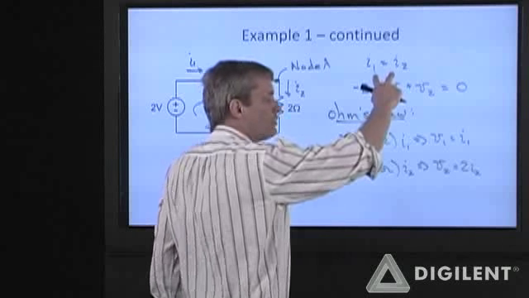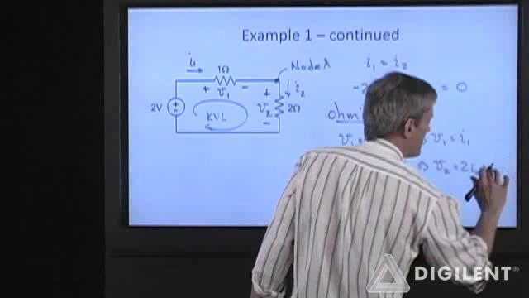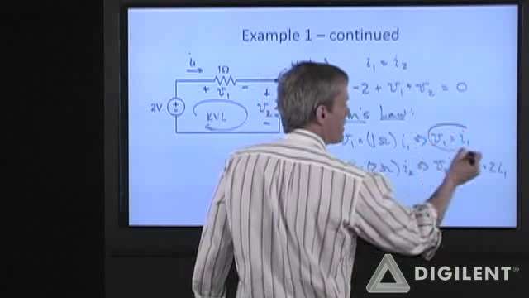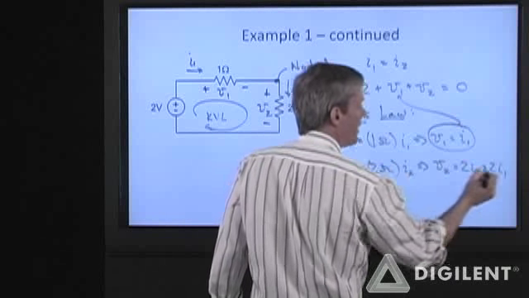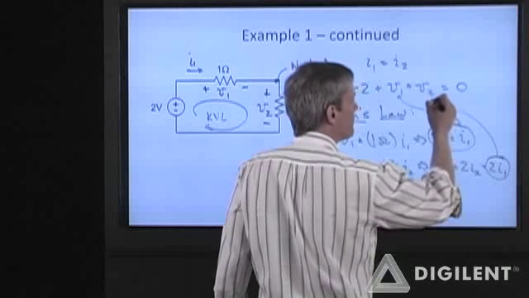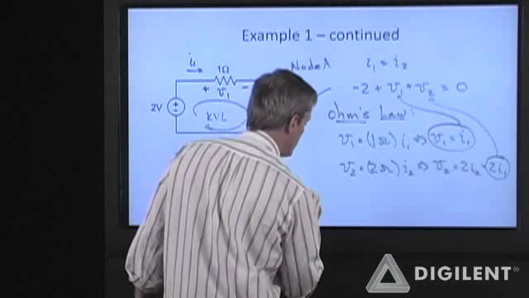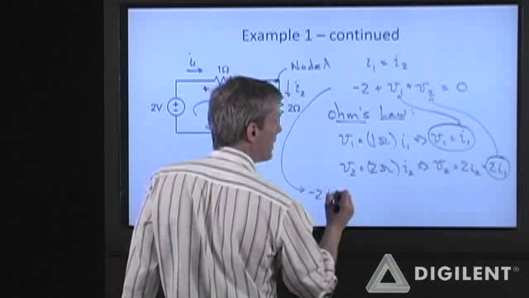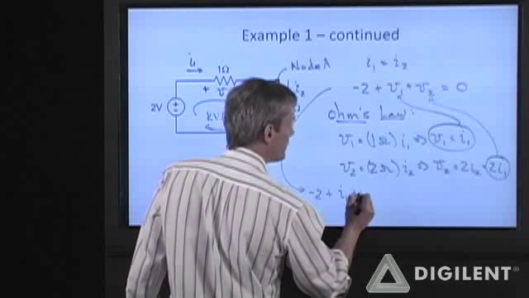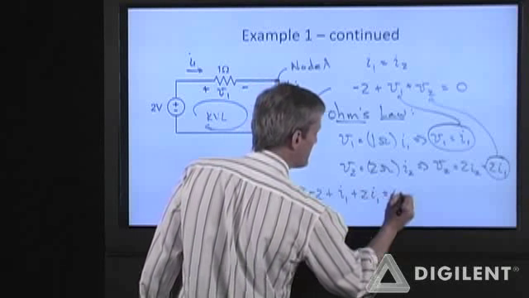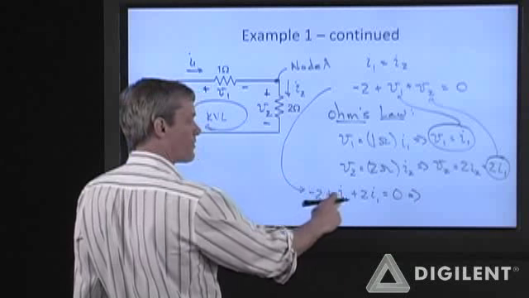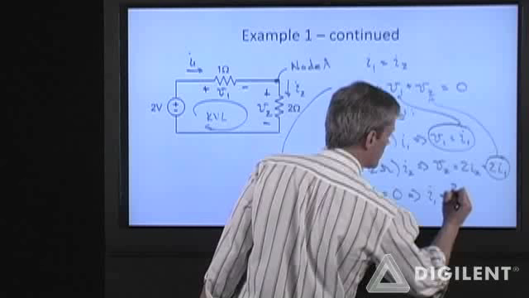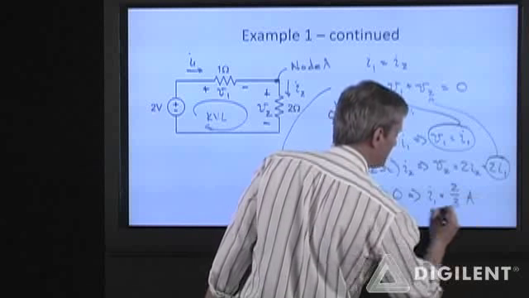Since I1 is equal to I2, this guy here is equal to 2I1. Substituting this in for V1 and this in for V2 gives me one equation and one unknown. So minus 2 plus I1 plus 2I1 is equal to 0. So 3I1 is equal to 2, so I1 is 2/3 of an amp.